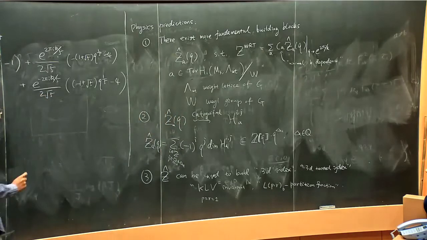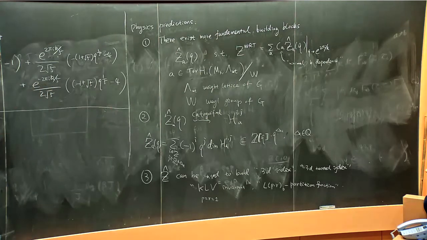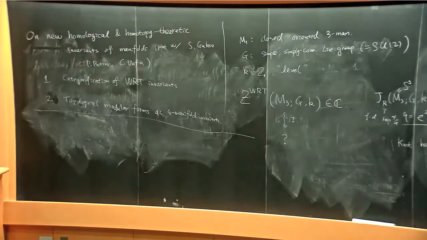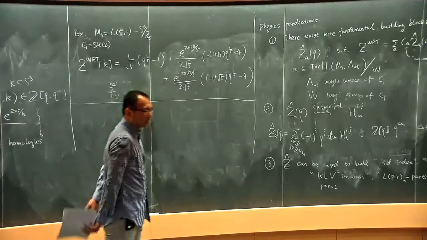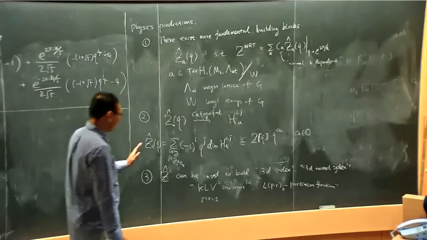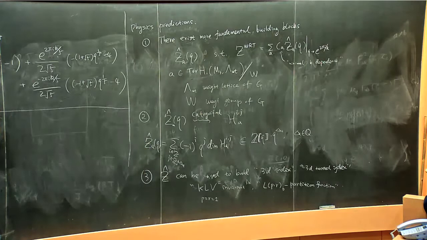One question. Yes. Maybe a comment. These are invariants of closed manifolds. Z hat is an invariant of closed manifolds so far. Whereas the 3D index, as I know, is not defined for closed ones. Exactly, that's why I put them in quotes. The future 3D index. Likewise, the KLV is not defined. Yeah, exactly. That's why I put them in quotes. So when KLV, if it doesn't even exist. Yeah, of course.